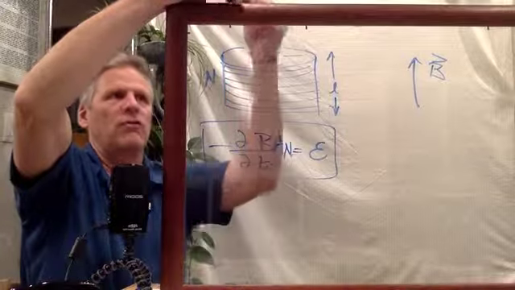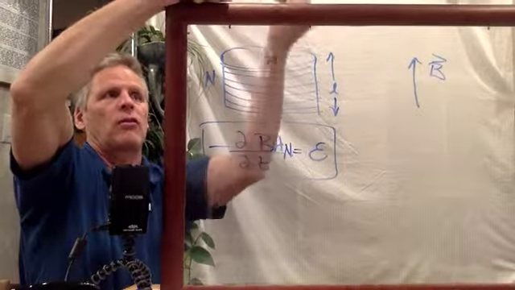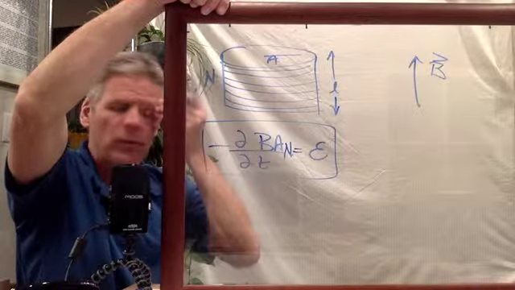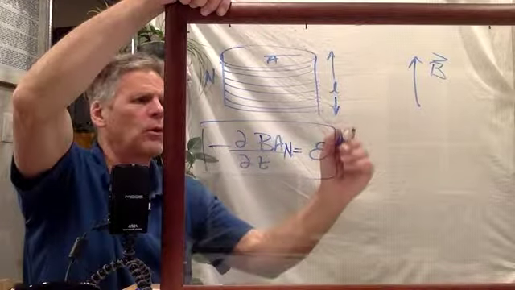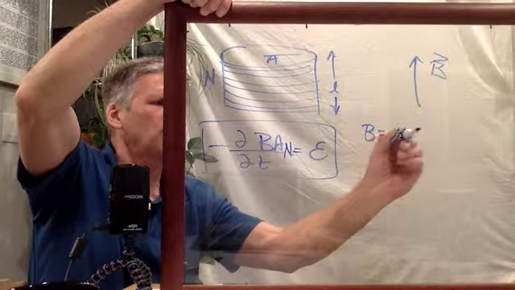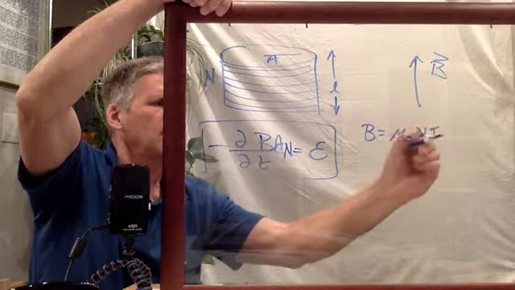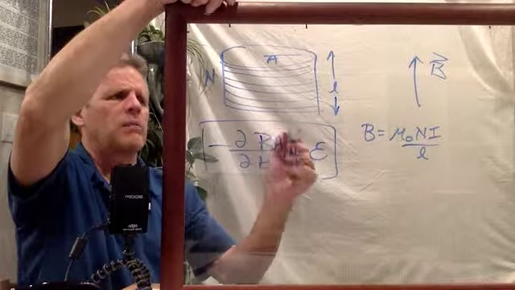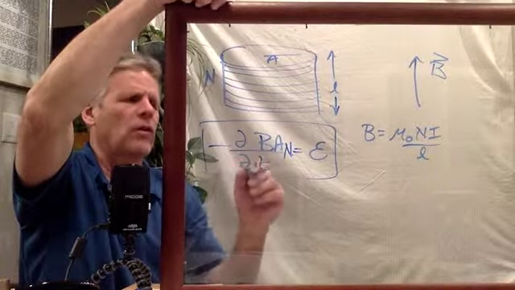So what is the magnetic field created by a solenoid? I don't think we actually derived this in class. I'm hoping you took a look at the section in the book, but I believe, let's see if I can get it right, we just have mu 0 n I over L. And so that's the magnetic field created by a current going through a solenoid.